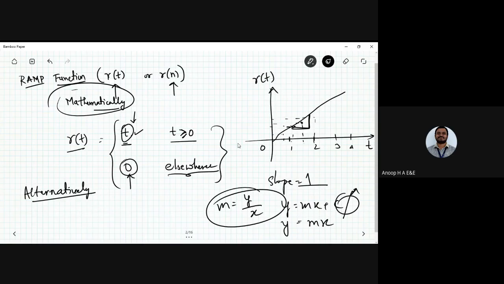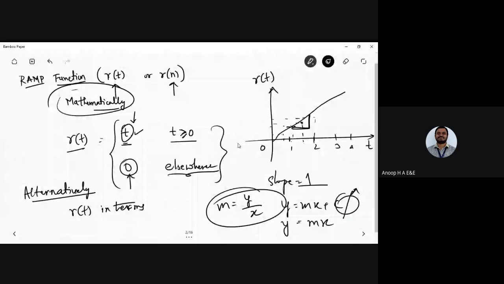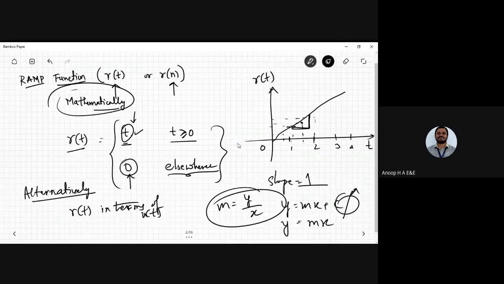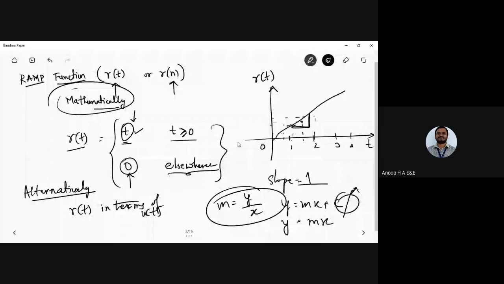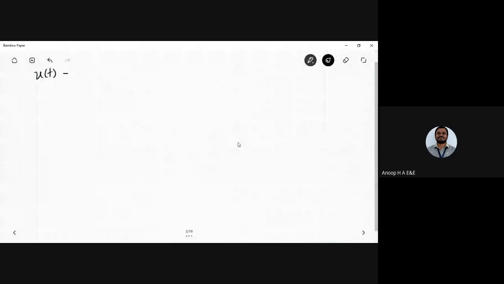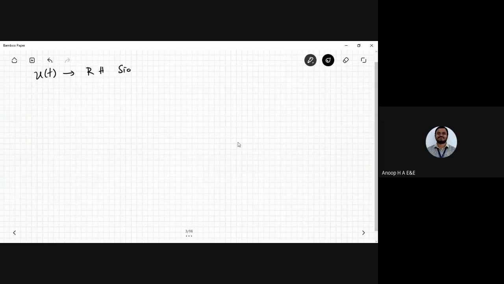Alternatively, how can I write r(t) in terms of u(t)? Let me recall what I told you in the previous class, where u(t) is a right-handed signal. Its magnitude generally will be equal to 1. Now, how can I write r(t)? Again, it is a right-handed signal. If you understand clearly, r(t) would be a right-handed signal there.